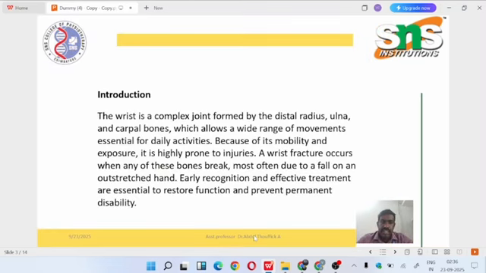Shall we start? What is a wrist fracture? The wrist is a highly complex joint formed by the distal radius, ulna and carpal bones. Its mobility makes it essential for daily activities, but also makes it prone to injury. Wrist fracture usually occurs due to a fall on an outstretched hand, commonly known as push injury. Early diagnosis and effective treatment are vital to restoring function and preventing permanent disability.